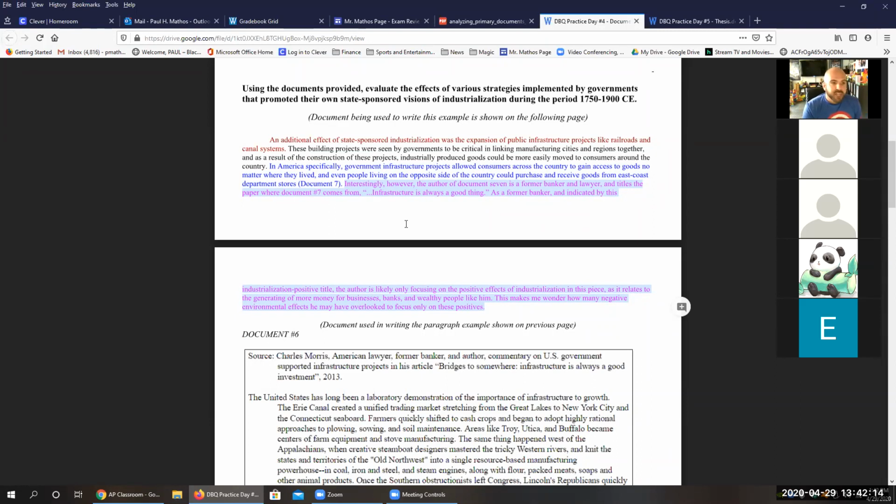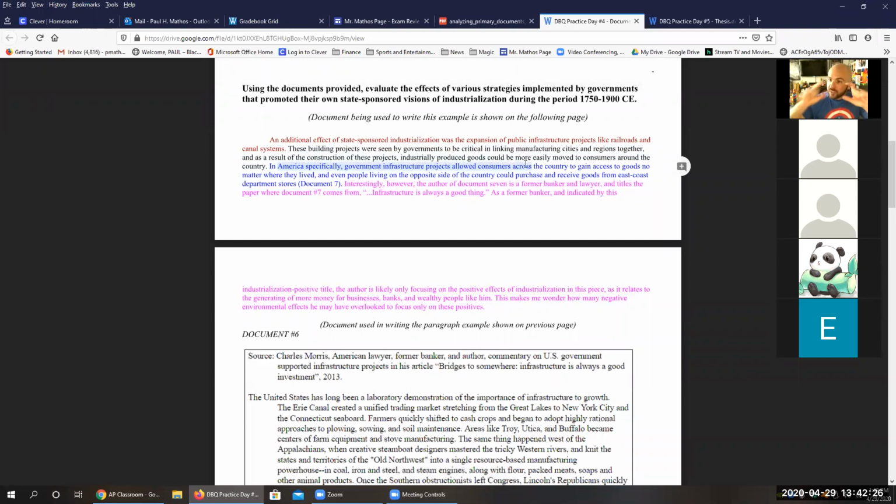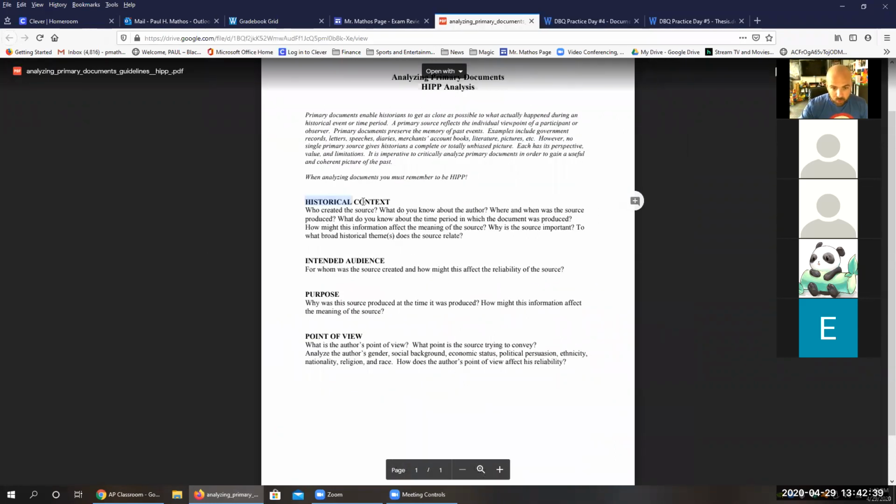But you would need to change what you're doing, because what you're doing is kind of summing up the documents in your words. But that's not what you're supposed to be doing. That's the blue part in a way. You're saying, this is what this document is showing us, and this is how I use it to support my argument. What we need to do is analyze a document using one of these things: historical context, intended audience, purpose, or point of view.